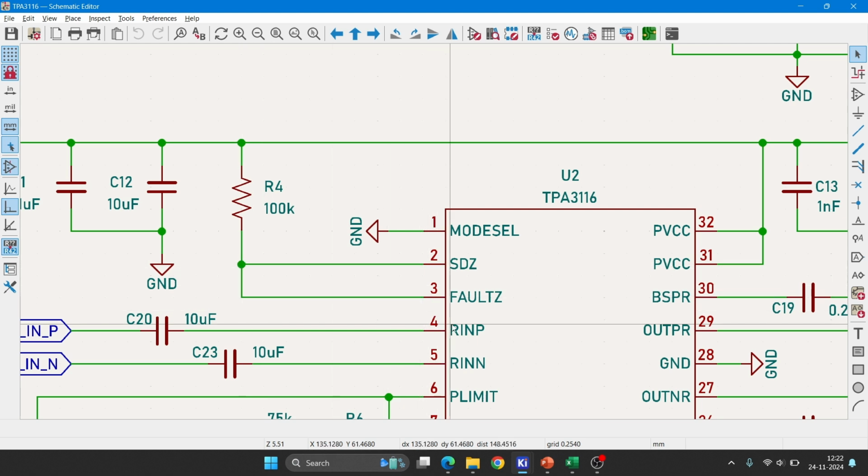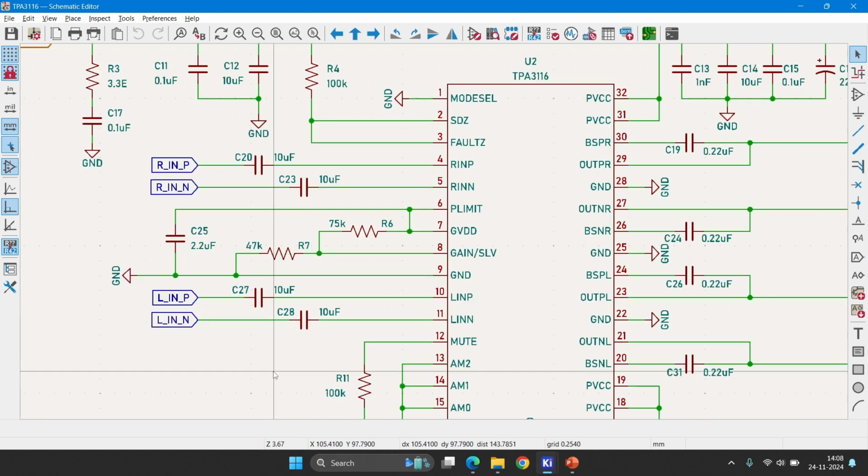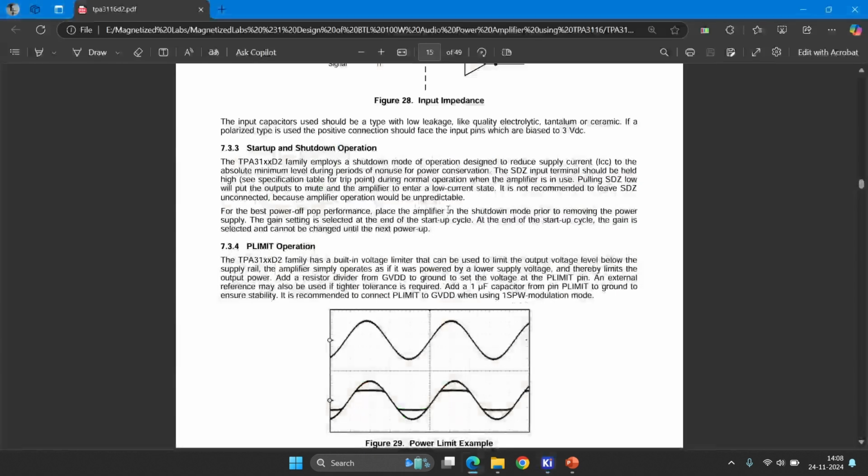Next, right input positive and right input negative. I have kept a 10 microfarad AC coupling capacitor. I will say why. Then we will go for the PLIMIT pin.